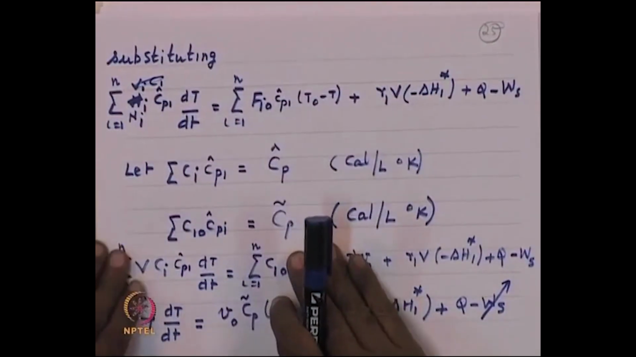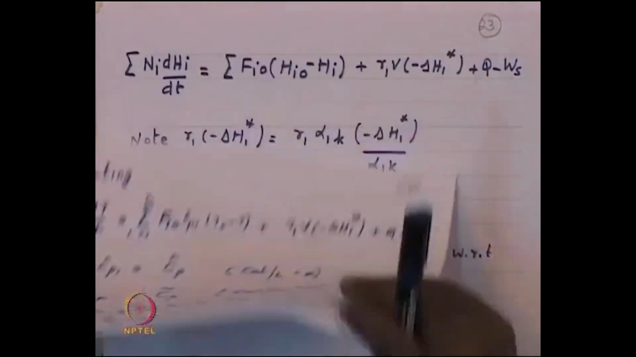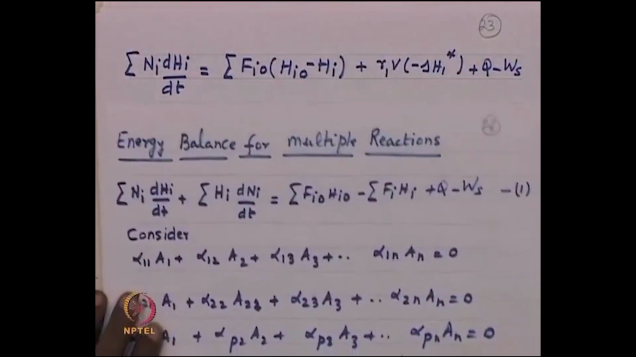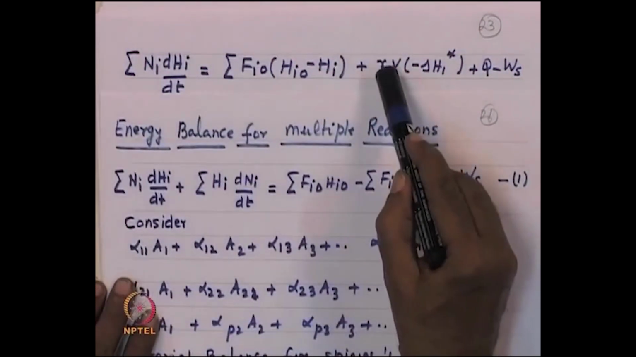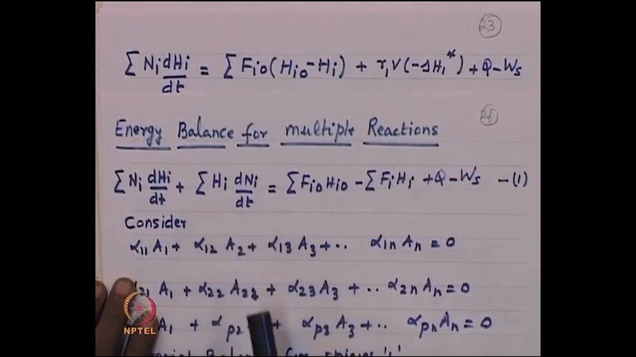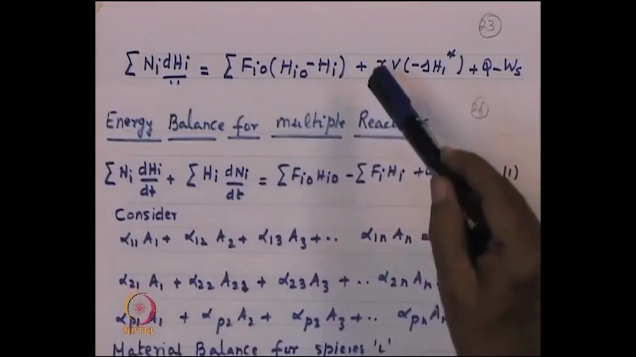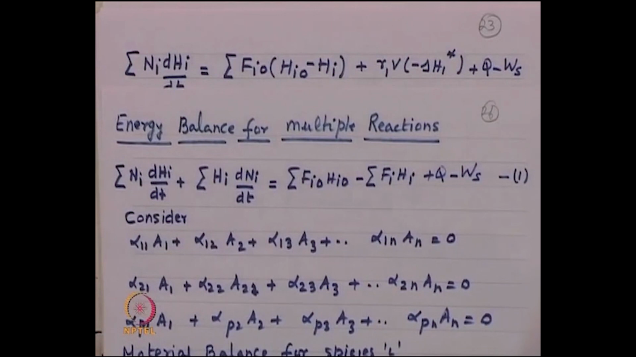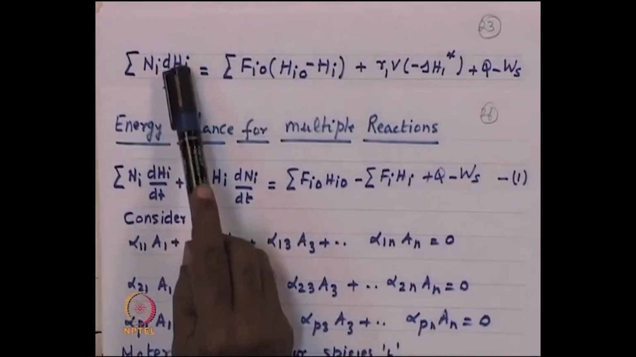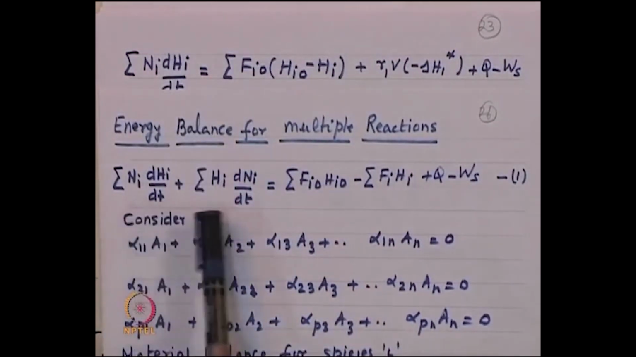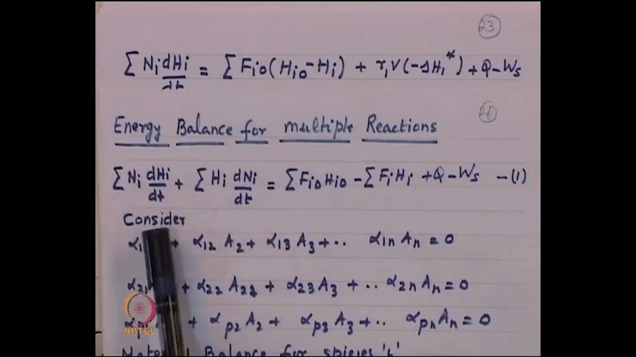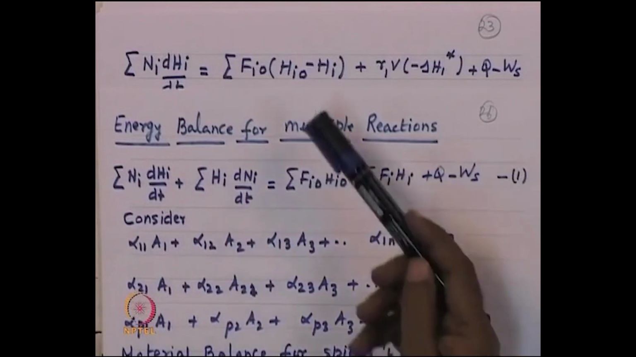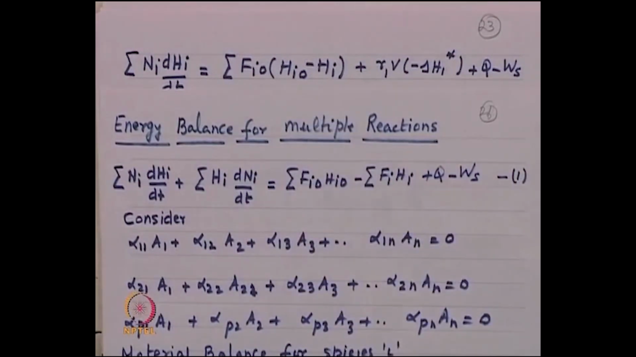Now, if we go from a single reaction to multiple reactions. We had only one reaction here, correct. Now, we have many reactions. In other words, how do you go from a single reaction to multiple reactions? For that case, on the left hand side we had one term, sigma Ni dHi by dt, Hi dni by dt, which we manipulated. We can do the same here. How do we do the same here?